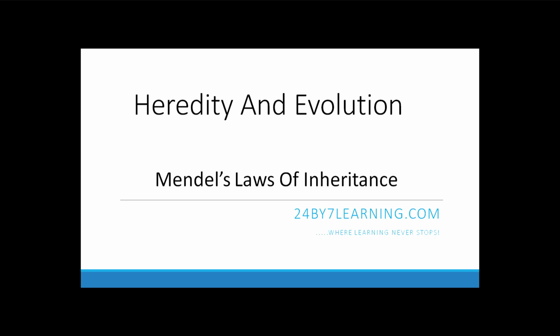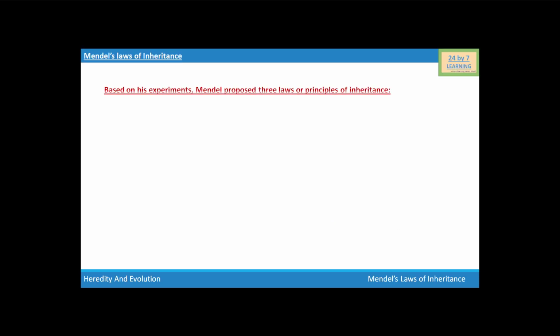Hello students, in this lesson we will learn about heredity and evolution, and in this video we will discuss Mendel's laws of inheritance. Based on his experiments, Mendel proposed three laws or principles of inheritance. They were the law of dominance, the law of segregation, and the law of independent assortment.